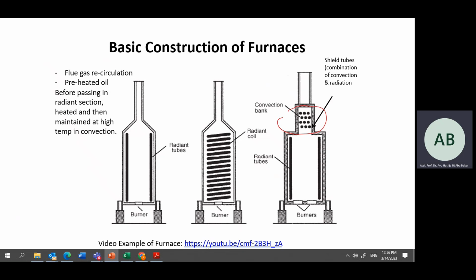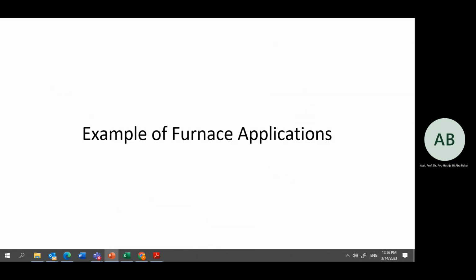Basic construction of furnace. Basically you will have a burner down here, then the radiant tubes, whether vertical or coil types, and then the convection bank. This is the convection part. What type of tube and how is the arrangement? Now, examples for furnace applications.